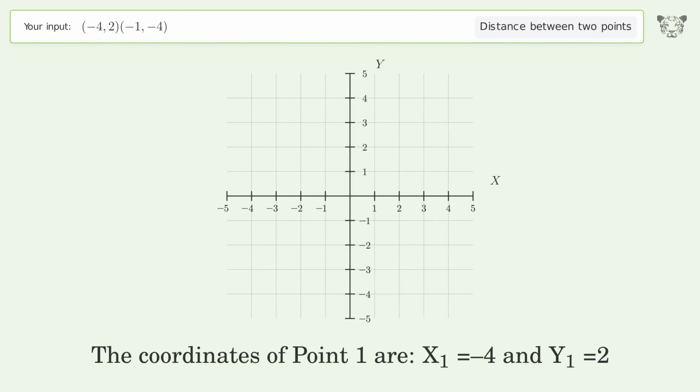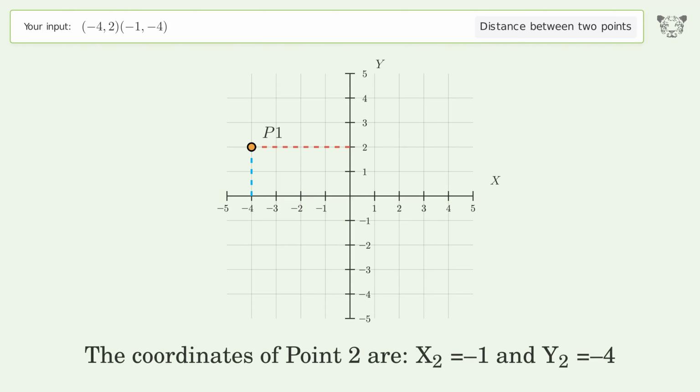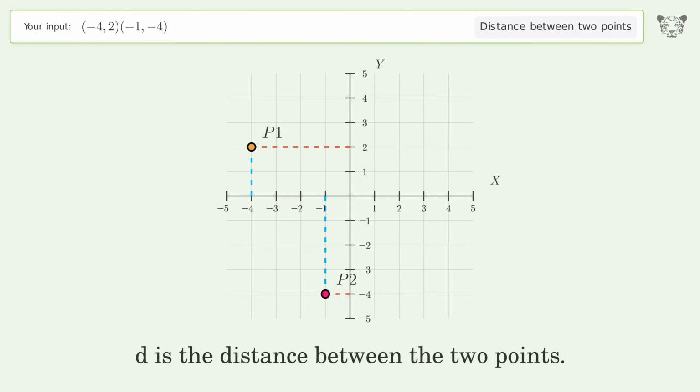The coordinates of point 1 are x1 equals -4 and y1 equals 2. The coordinates of point 2 are x2 equals -1 and y2 equals -4. D is the distance between the 2 points.